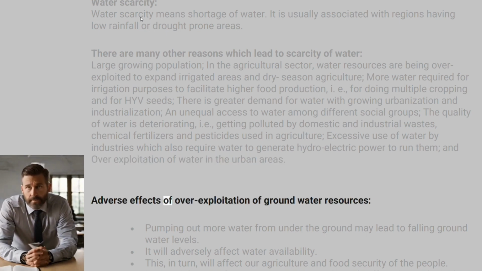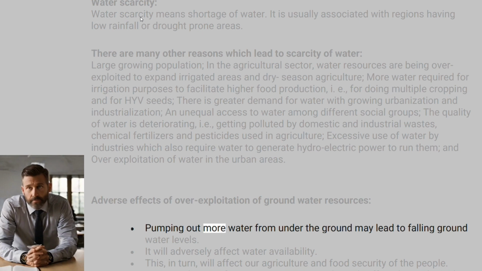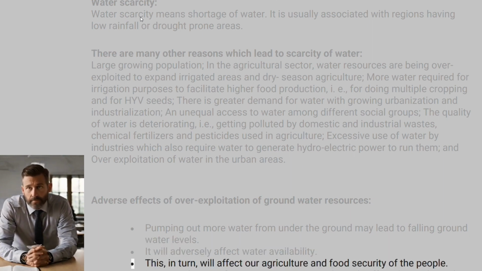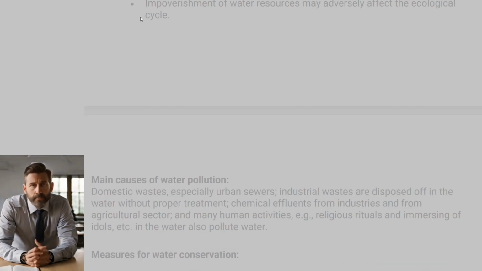Adverse effects of over-exploitation of groundwater resources. Sometimes pumping out more water from under the ground may lead to falling groundwater levels. Sometimes it will adversely affect water availability. Sometimes this, in turn, will affect our agriculture and food security of the people. Sometimes impoverishment of water resources may adversely affect the ecological cycle.